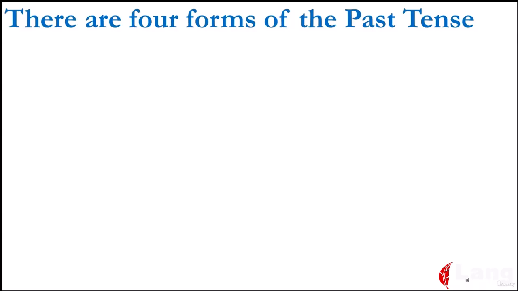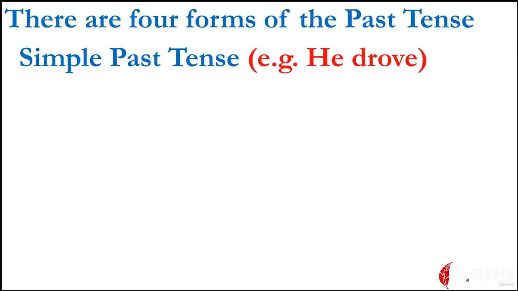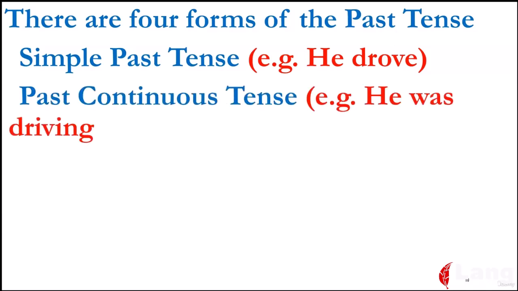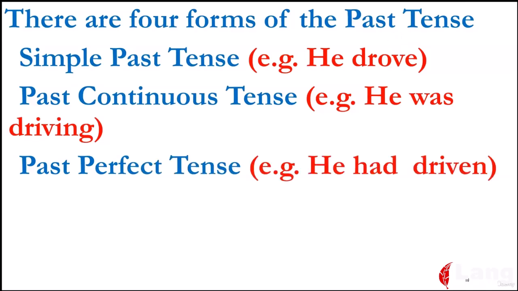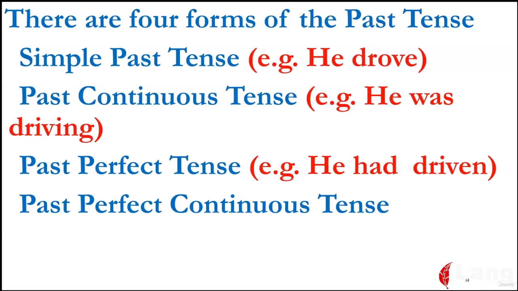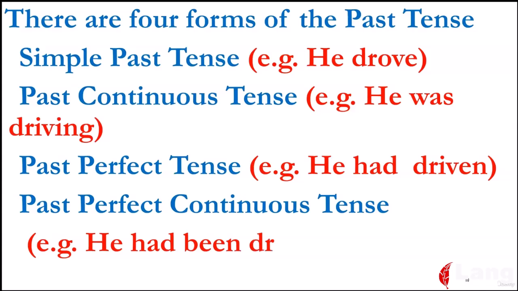There are four forms of the past tense. Simple past tense, for example, he drove. Past continuous tense, for example, he was driving. Past perfect tense, for example, he had driven. Past perfect continuous tense, for example, he had been driving.